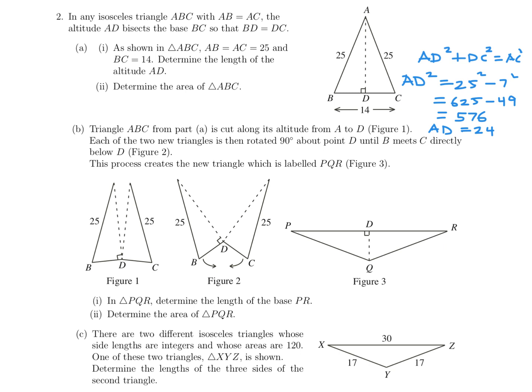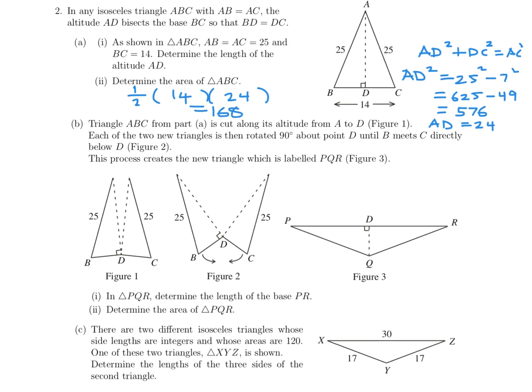The area is going to be one half base times height. The base is 14. The height we just calculated was 24. And therefore, that's going to be 168. Part B, let's move this up.